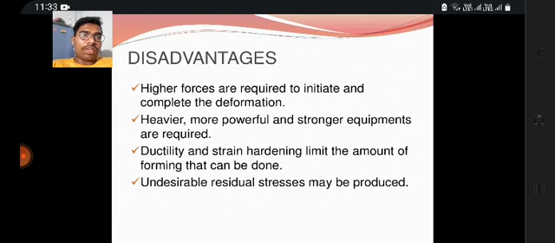Disadvantages are higher forces are required to initiate and complete the deformation. Heavier, more powerful and stronger equipment is required. Ductility and strain hardening limit the amount of forming that can be done. Undesirable residual stresses may be produced.